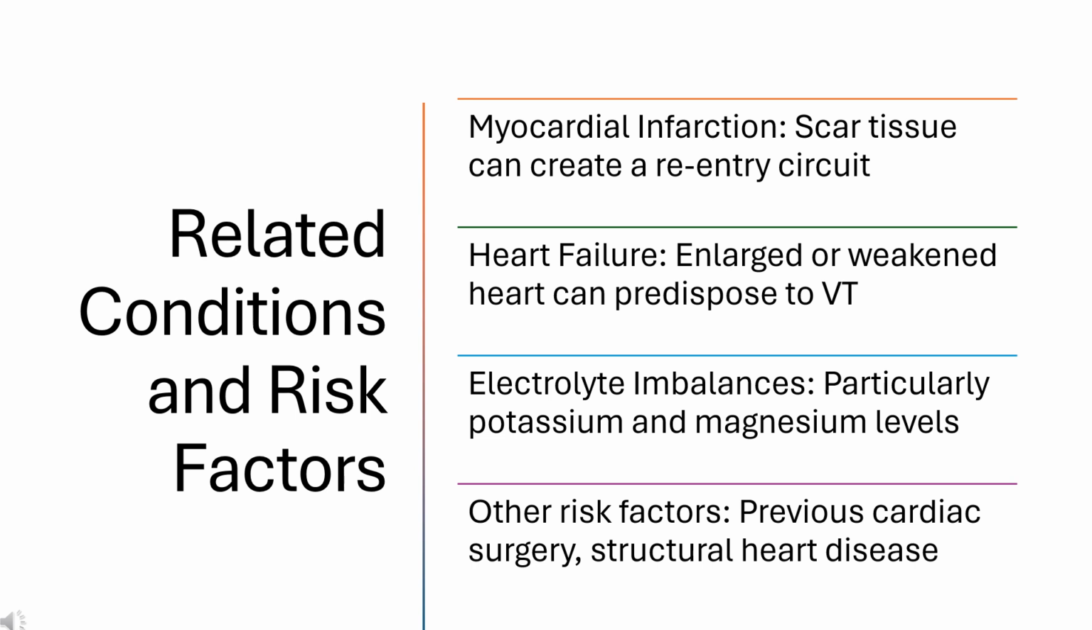Patients who have undergone cardiac surgery may have scar tissue or other structural changes in the heart, increasing their risk of VT. Surgical procedures such as valve replacements or coronary artery bypass grafting can alter the heart's electrical pathways. Conditions like hypertrophic cardiomyopathy, dilated cardiomyopathy, and congenital heart defects can create structural abnormalities that interfere with the normal flow of electrical impulses, making the heart more prone to arrhythmias.